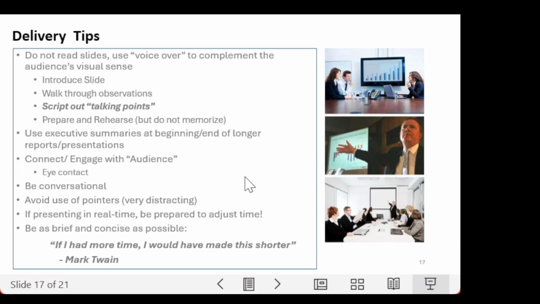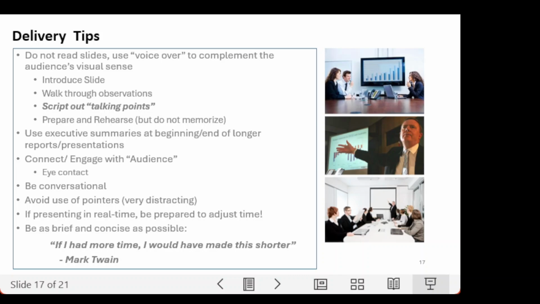So, a few tips on delivering. Don't read the slides. Use a voiceover to complement the audience's visual sense, so they can read the slide. You can highlight key things, you can point them to certain things, and you can use really expressive language to have it be impactful. But they can read it, and you don't need to reread it to them.